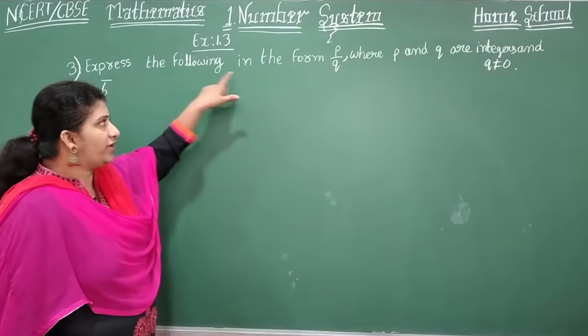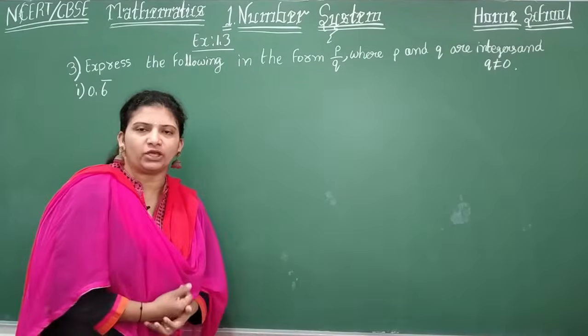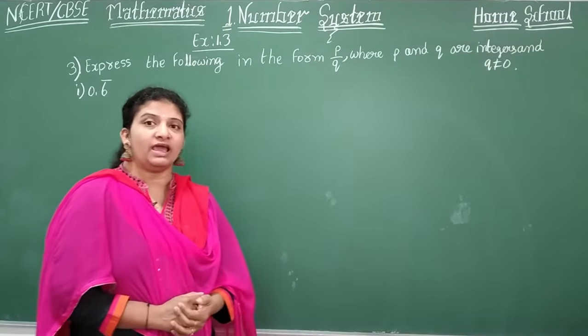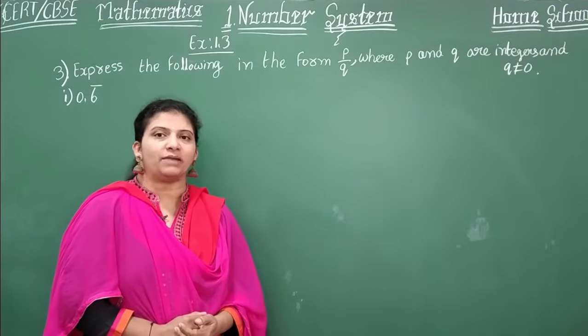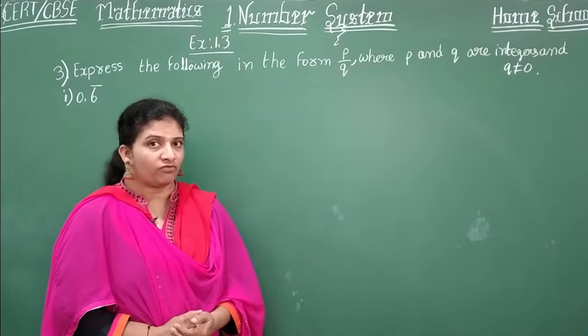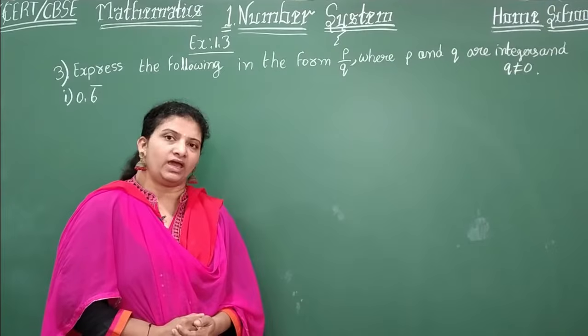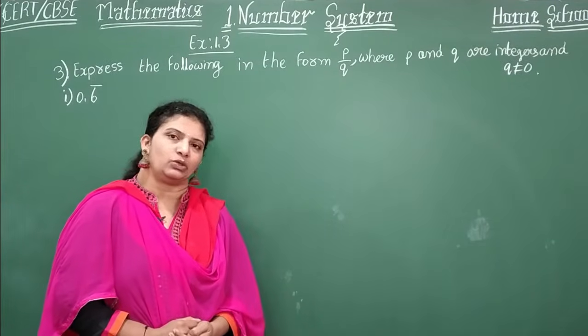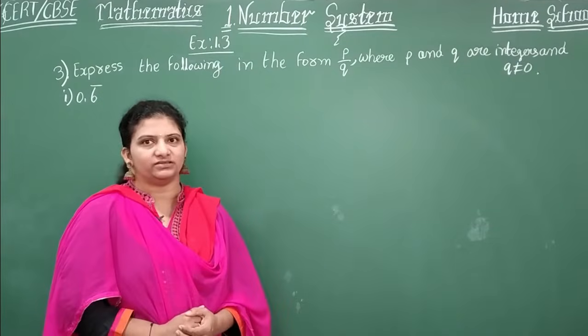Express the following in the form P by Q. Where have you heard P by Q? Yes, it is a rational number. It can be expressed in the form of a P by Q, where Q is not equal to 0 and P and Q are any integers.